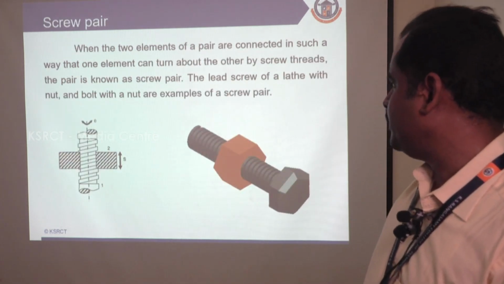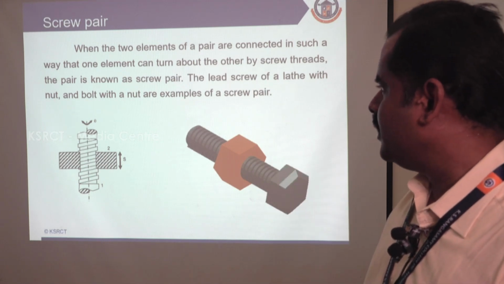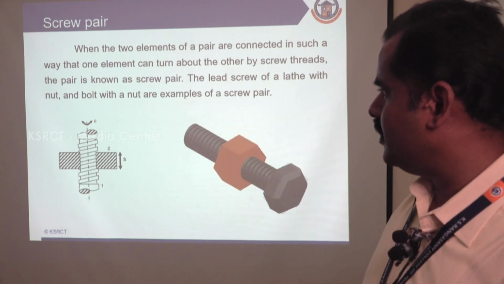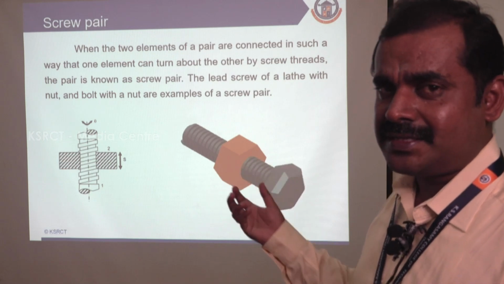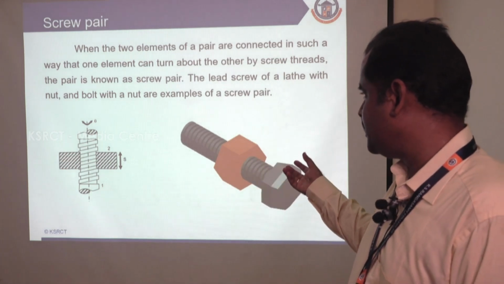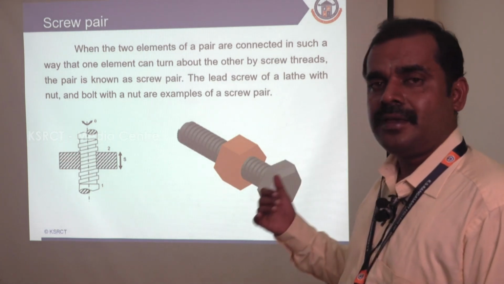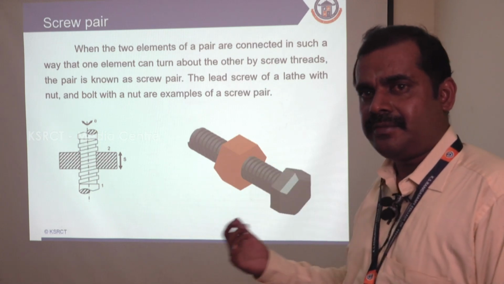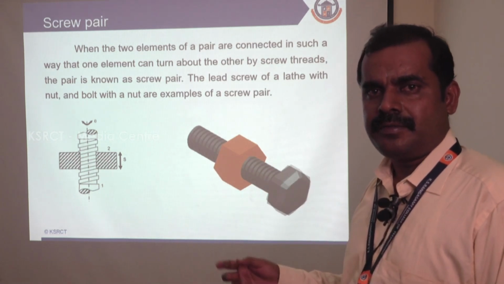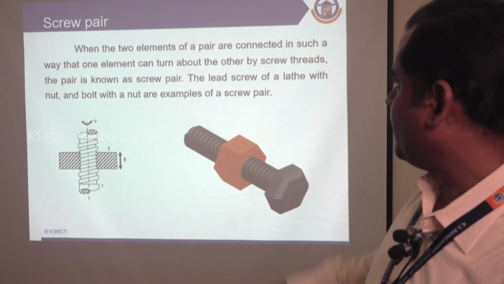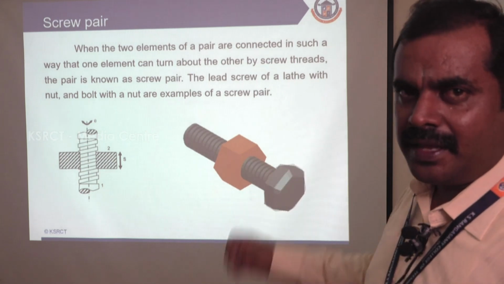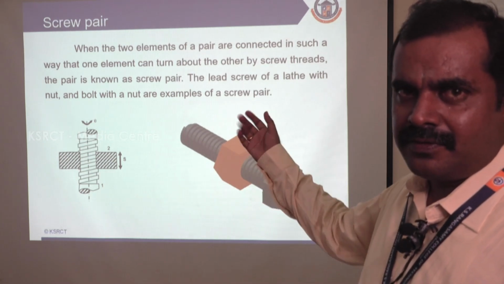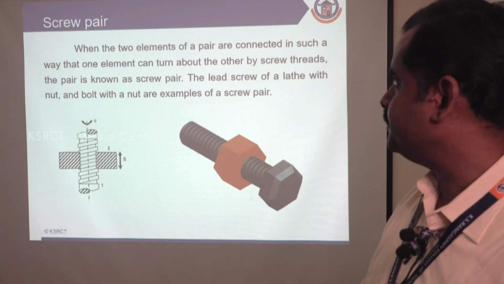So screw pair, you can see here we are having 2 degrees of freedom. 1 degree of freedom we have to arrest. For example, if you arrest the nut, the bolt will be having a sliding motion as well as a rotary motion on the shaft. The lead screw mechanism in the lathe is example of this screw pair.